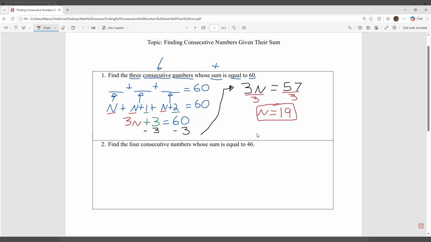Okay, but we are not done here because you have to find all 3 numbers. But once you know your n is 19, guess what? You can replace n by 19 and just find the other numbers. Or just know that the 3 numbers are consecutive. So what comes after 19? That's 20. And what comes after 20? 21. And then just to be safe, you can also check if you add 19 plus 20 plus 21 in your calculator, that should give you 60.